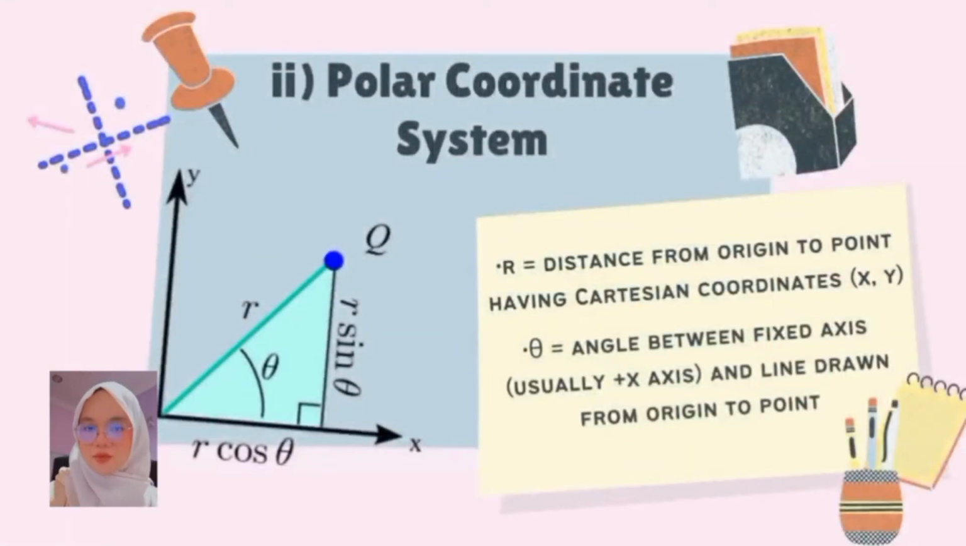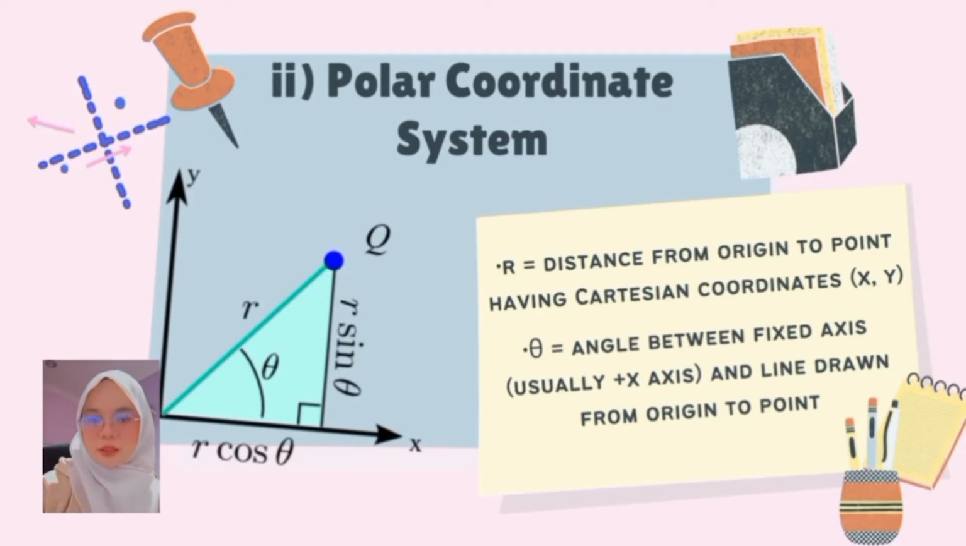The second is the polar coordinate system, which is an alternative to x and y directions, where we look at r. The term r is defined as the distance from the origin to a point having the coordinates x and y in Cartesian coordinates. It also contains theta, which is the angle with respect to our reference axis, which is the x-axis.